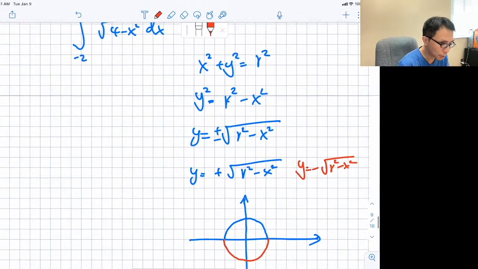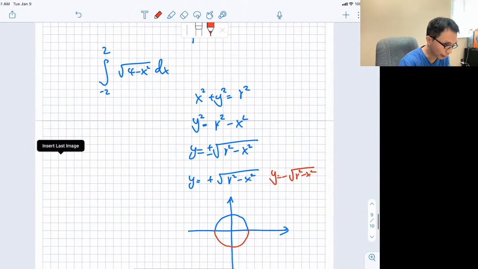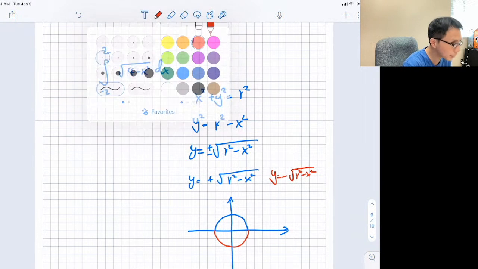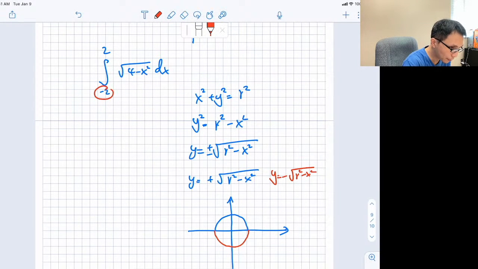And this one's on your test, because you have to know your radius is 2. And then they restricted x from -2 to 2, so I just want to find the area from here to here.